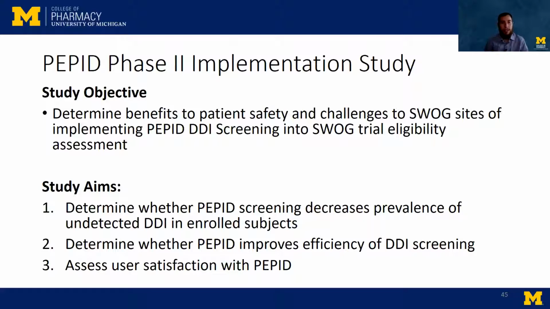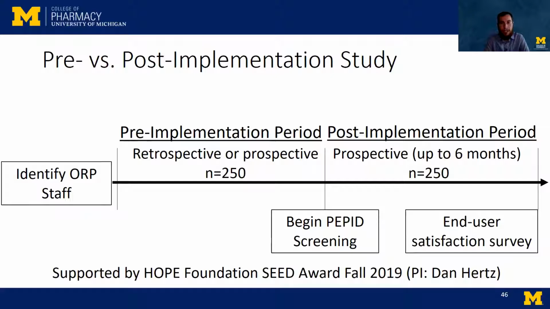If we go to the next slide, you can see the sort of study schema. This is a quasi-experimental study where we just start by identifying ORP staff at sites that are currently involved in drug interaction screening that want to help out on this study. There's then a pre-implementation period, so the tool is not in the hands yet of the staff, and they will give us information about patients who were screened for SWOG studies, either retrospectively based on the records that they have, or prospectively if they can't or don't want to do this retrospectively.